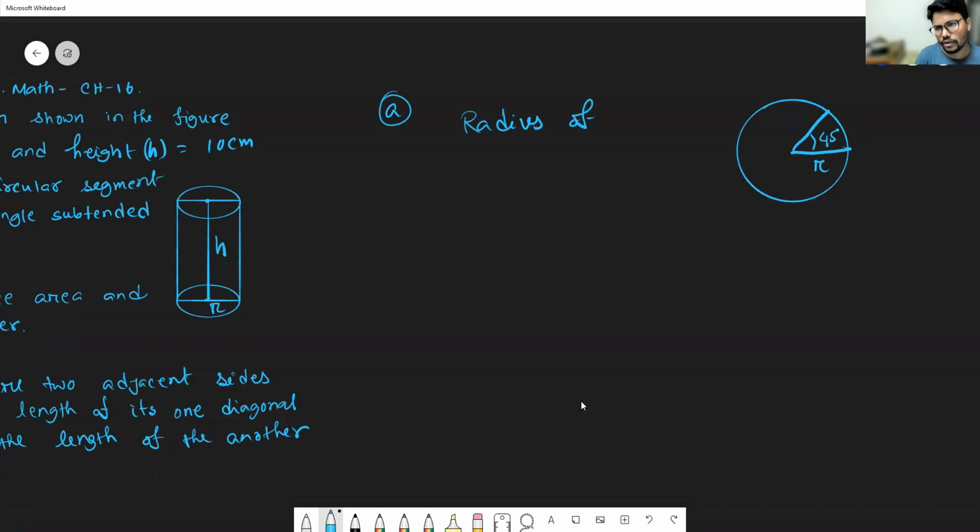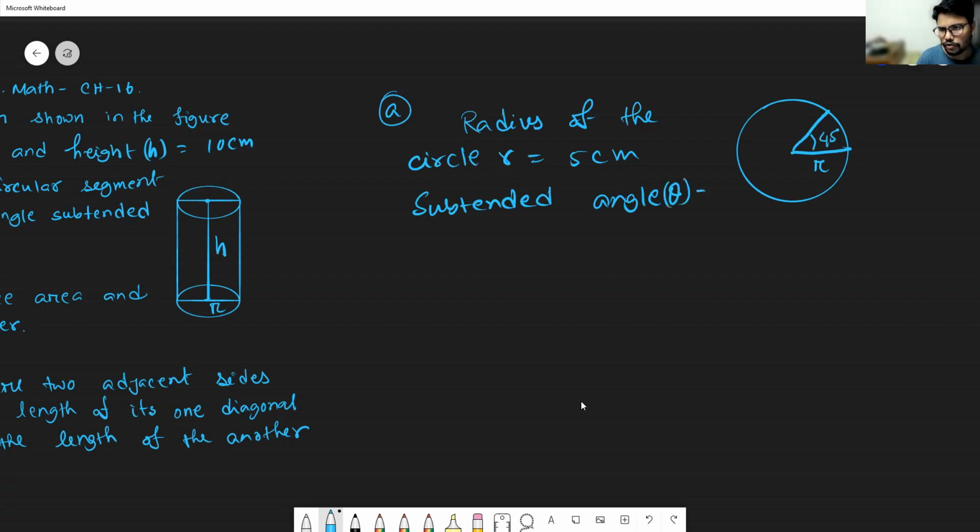Radius of the circle r equals 5 cm. Subtended angle theta equals 45 degree. So our requirement is to find the area of the circular segment.